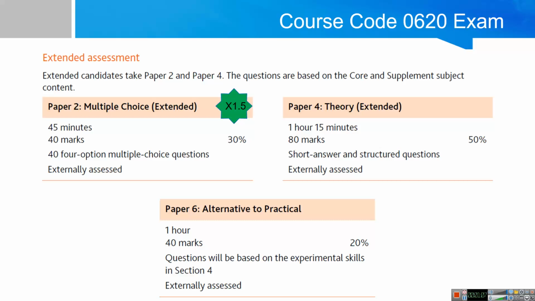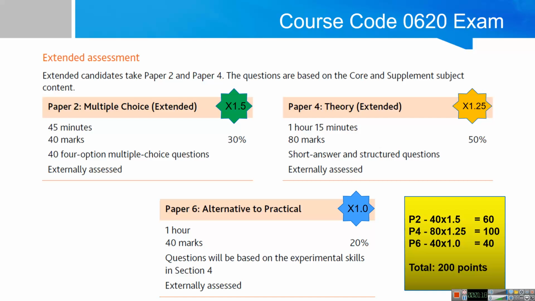So over here I'm just going to put these multipliers, right? Keep in mind that I was talking about this in physics, that these are multipliers. What these multipliers mean is this: for paper 2 you do have a 40 marks paper, but it holds 60 points for the final grade. Similarly, paper 4 holds 80 marks but has a multiplier of 1.25 and holds about 100 points for the final. And paper 6 holds a multiplier of 1, so 40 marks mean 40 points.